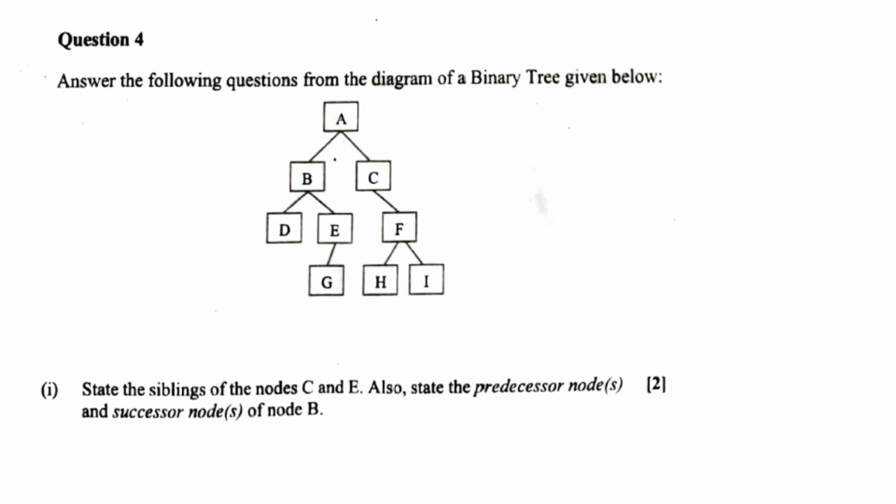So first we'll take the first part of the first question. State the siblings of nodes C and E. Nodes with the same parent are normally known as siblings. B and C belong to the same parent A, so B and C are siblings. Similarly, D and E belong to the same parent, so D and E are siblings. For this particular C node, there is only one child F, so F is alone. There's no other sibling for F, right?